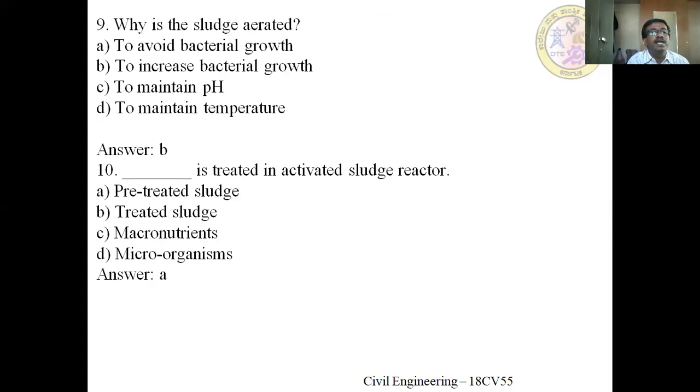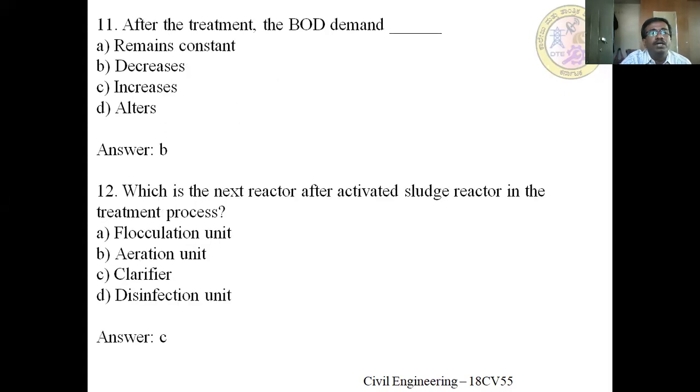Why is the sludge aerated? To increase bacterial growth. If the bacterial growth increases, the efficiency of the treatment plant also increases. What is treated in the activated sludge reactor? The pre-treated sludge is treated in that reactor. After the treatment, the BOD demand decreases. BOD demand means the amount of oxygen required for degradation of organic materials decreases. The main purpose of the activated sludge process is to decrease the BOD concentration and the DO required for the process.